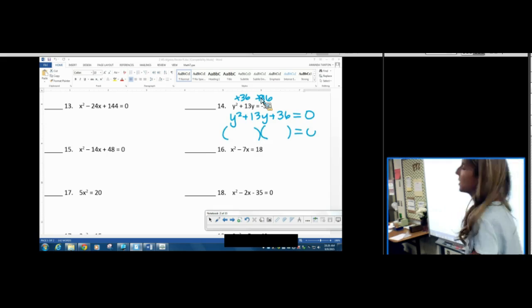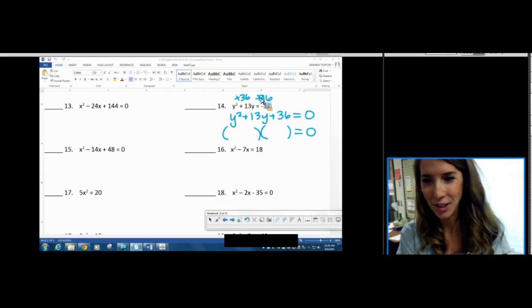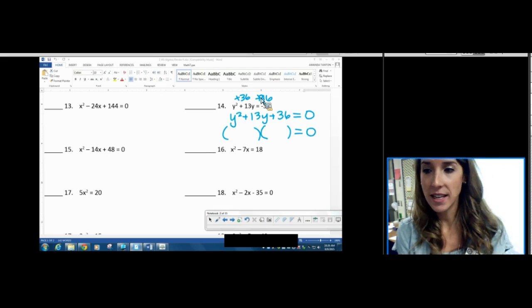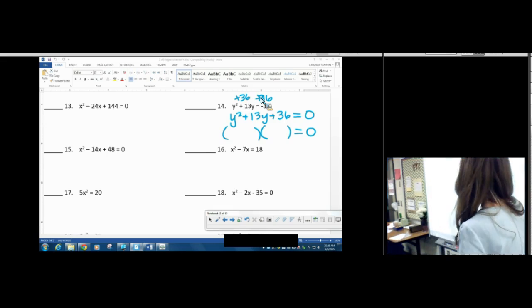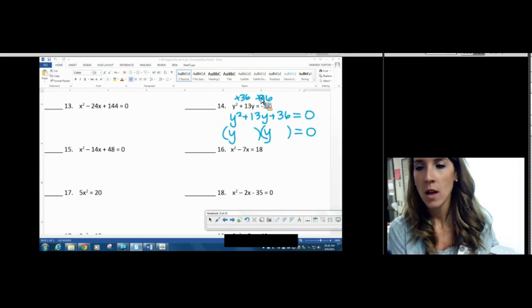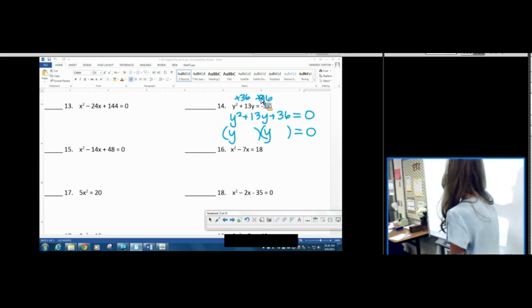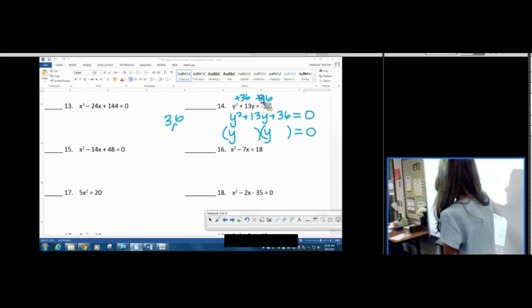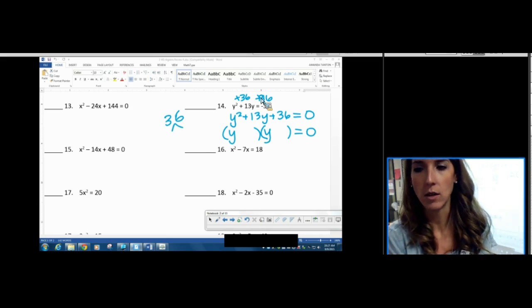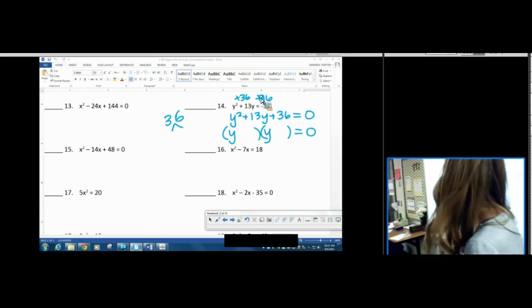Don't be scared just because it's a y and not an x. You're not going to treat it any differently. Now this one doesn't have anything in front of the y. That's great news. I know I can just stick a y and a y. Now is when we brainstorm. You could write down your brainstorm, or you don't have to write down your brainstorm. It's up to you. Numbers that multiply to get 36.